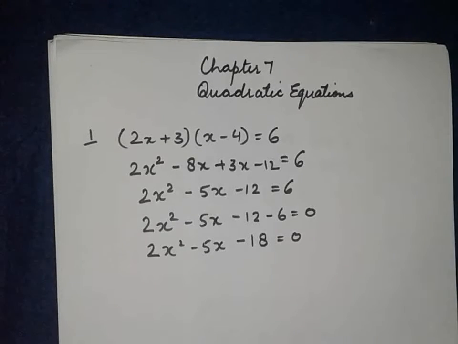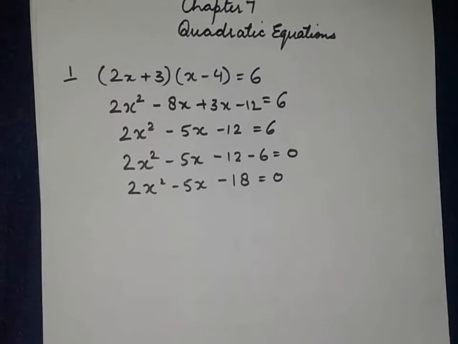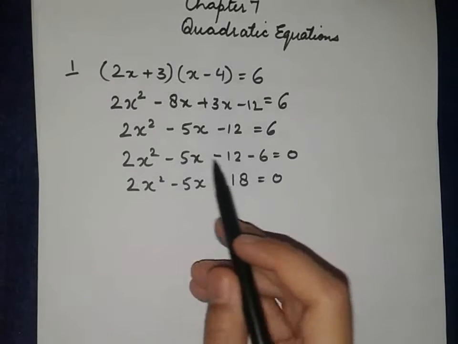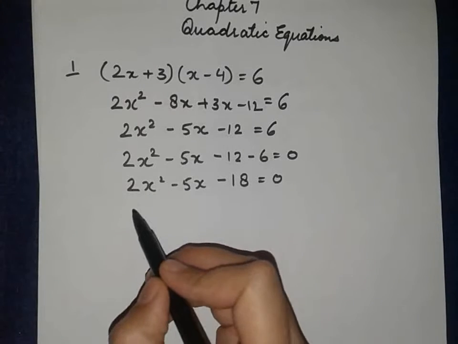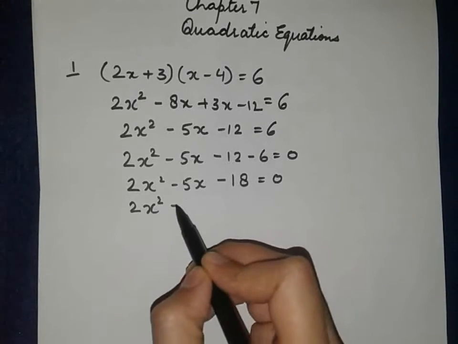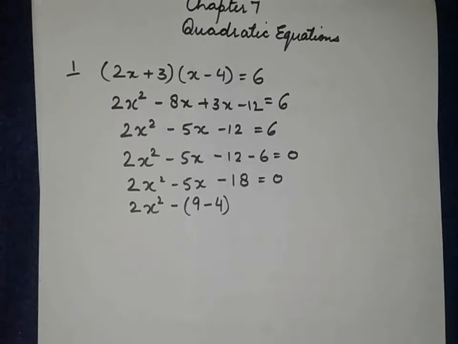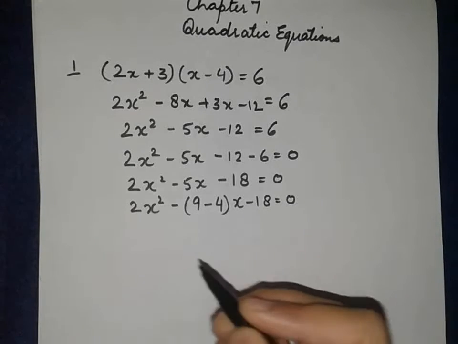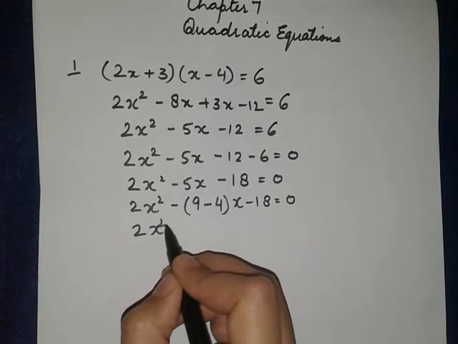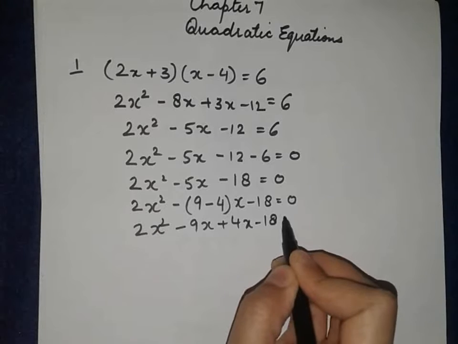Now it is of the form ax square plus bx plus c is equal to 0, and we have learned how to solve it by factorizing. So we will factorize it. What will we look for? 2 18s are 36, so we have to see factors of 36 such that their difference should be 5. 2x square minus 5x will be broken as 9 minus 4, because 9 4s are 36 and 9 minus 4 is 5. So 2x square minus 9x plus 4x minus 18 is equal to 0.